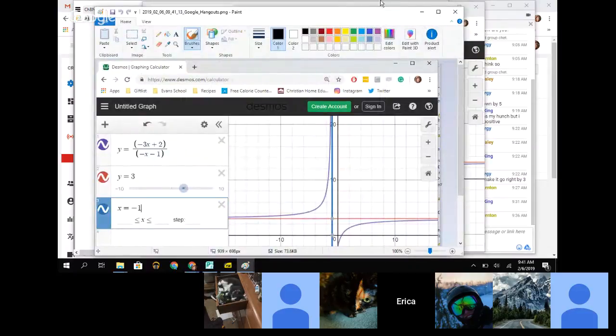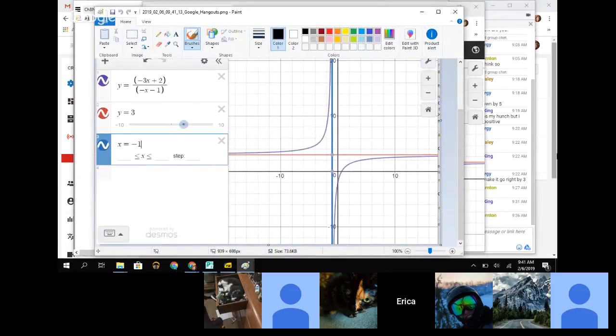So where did my x value come from for my domain? For my domain, I said, when does negative x minus 1 equal 0? And it is when, if I add x to both sides, x equals negative 1. So that's how I came up with x basically cannot equal negative 1.